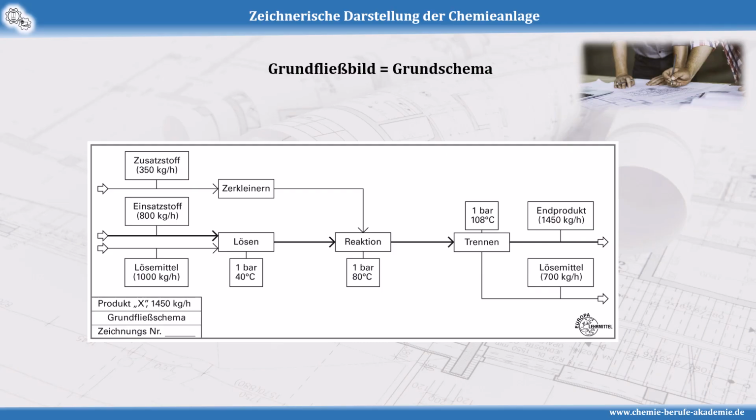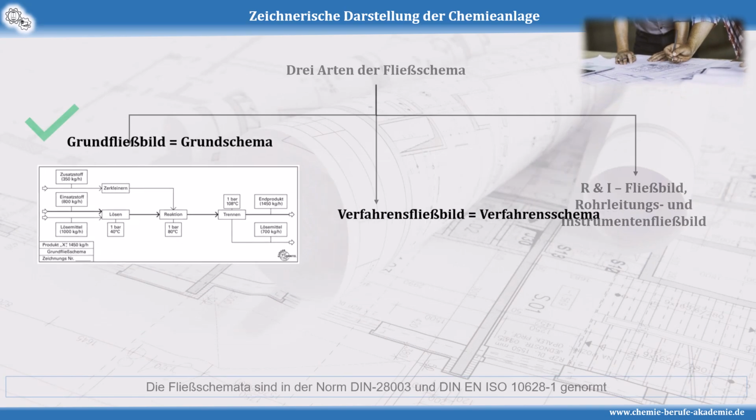After the reaction, we move on to separation. Here, 700 kilograms per hour of solvent are separated, and 1,450 kilograms per hour of product are obtained. All this information can be read directly from the basic flow diagram. So, everything essential to understand the basic diagram is shown here.